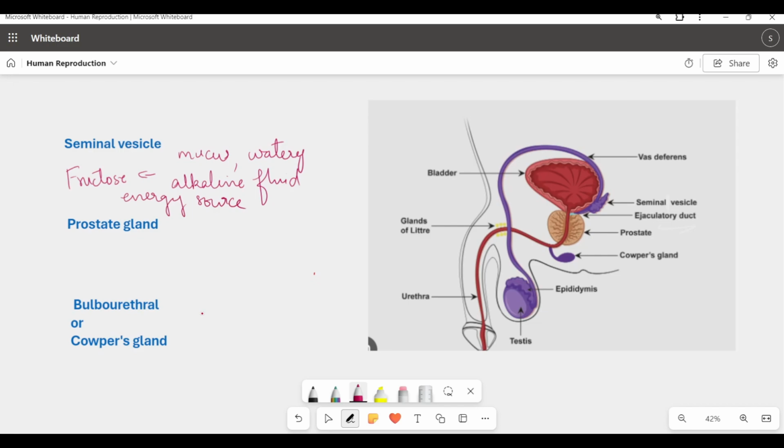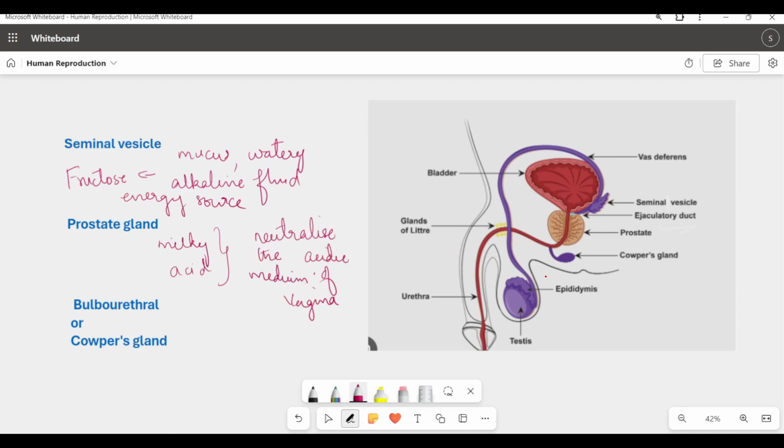Next comes the prostate gland. You can see the prostate gland here. It secretes a milky, slightly alkaline fluid, which contains lipids, enzymes, and a small amount of acid. The prostate gland secretes this during ejaculation, and it helps to neutralize the acidic medium of the vagina so that the sperms become more active and can swim more actively towards the uterus.